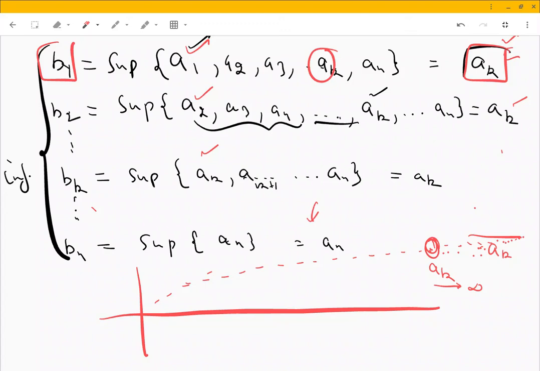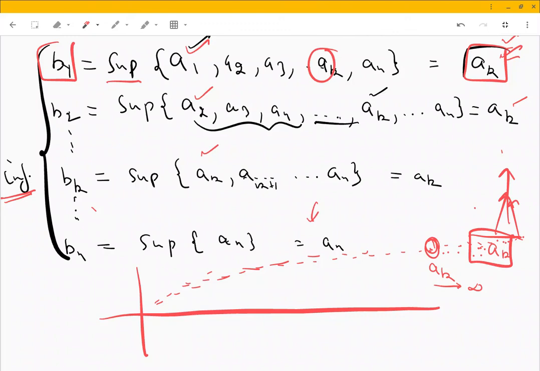People get confused with infimum, that it is the smallest value. No, it's the smallest value when you're taking the largest. So if your sequence is like this, you will always be getting the largest value. So even the infimum will be this same thing. So this will be the limit superior.